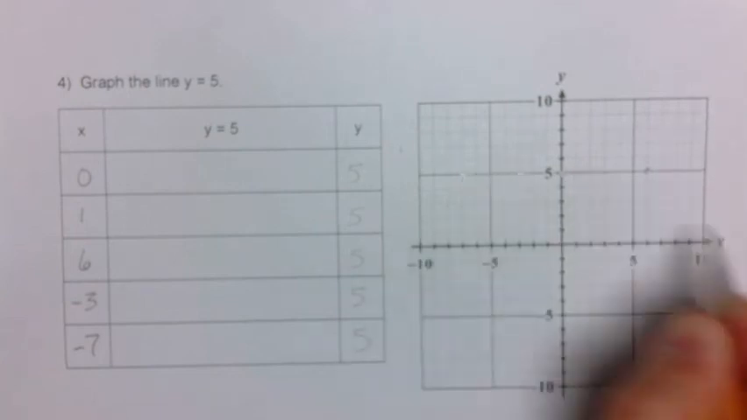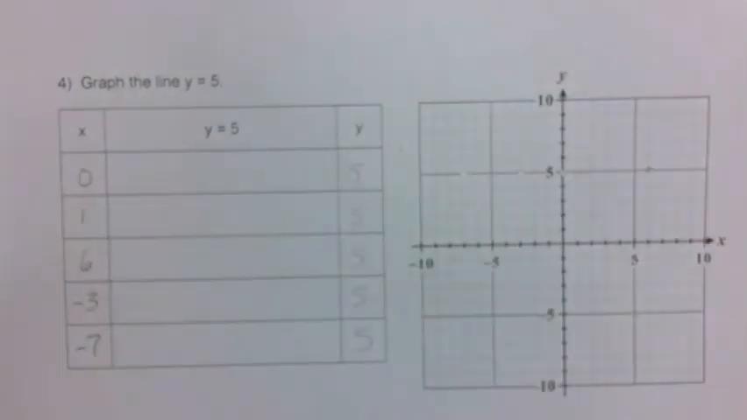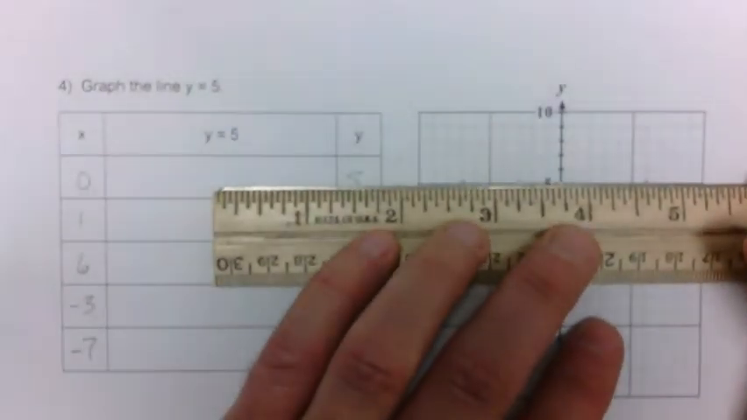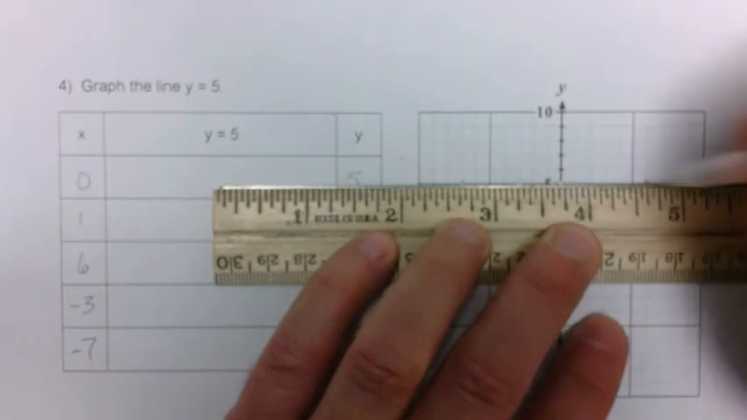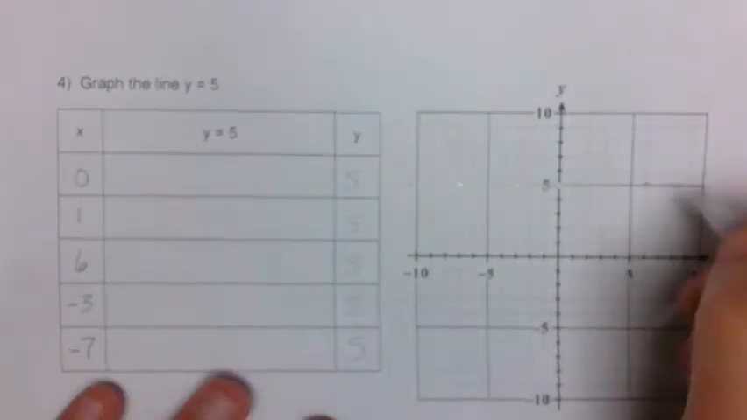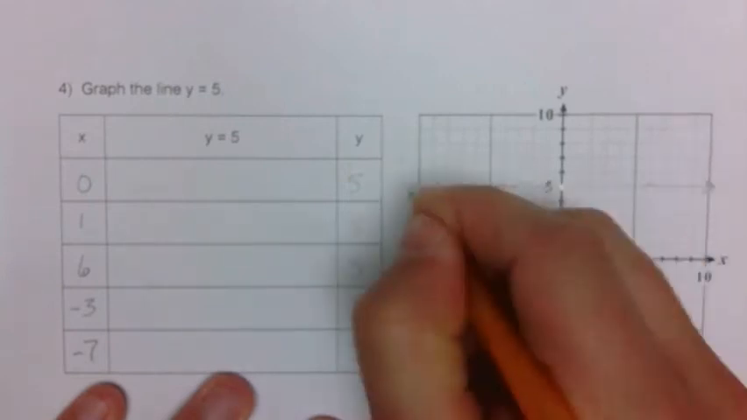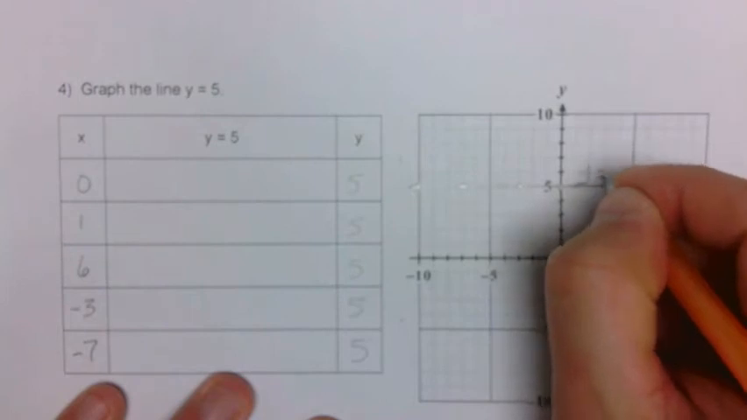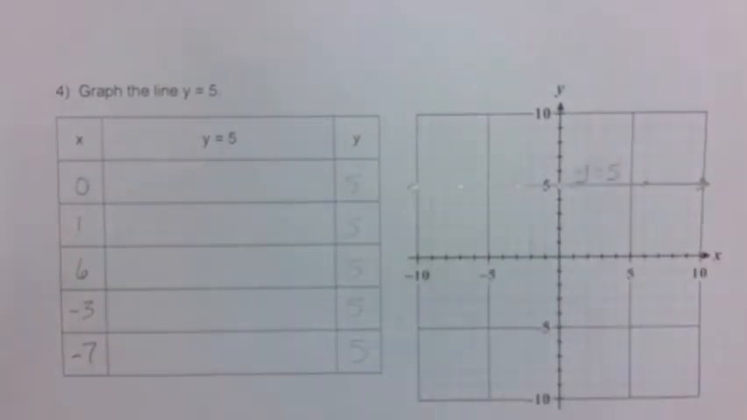And so again, we can clearly see that they're all along the same line. So if we line up our ruler, go ahead and connect those. And again, we can put arrows on the ends. And we can label it with the equation y equals 5. And that's really all there is to it.